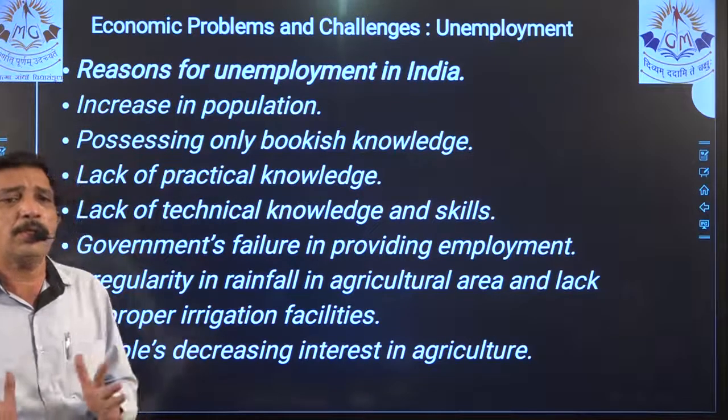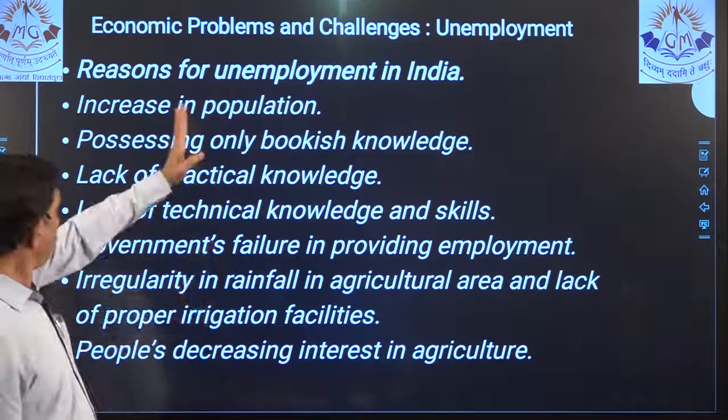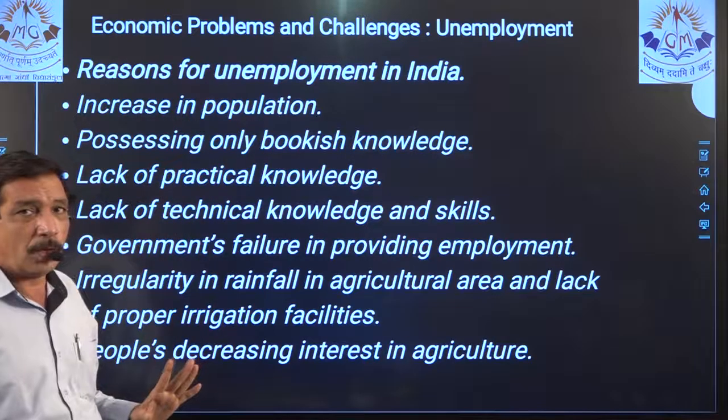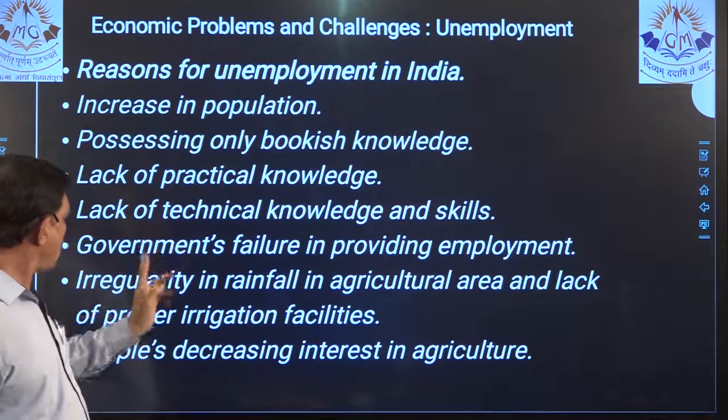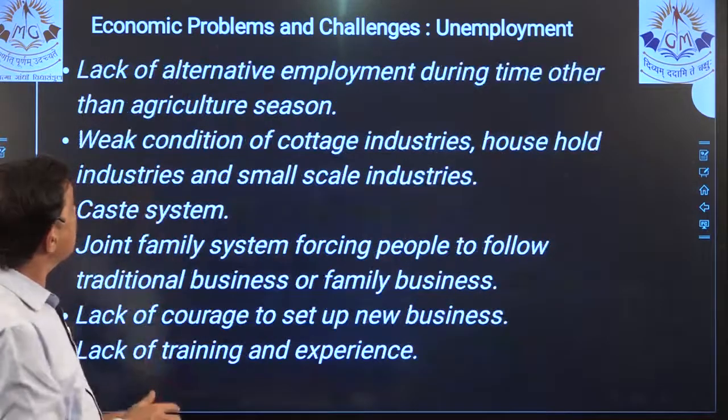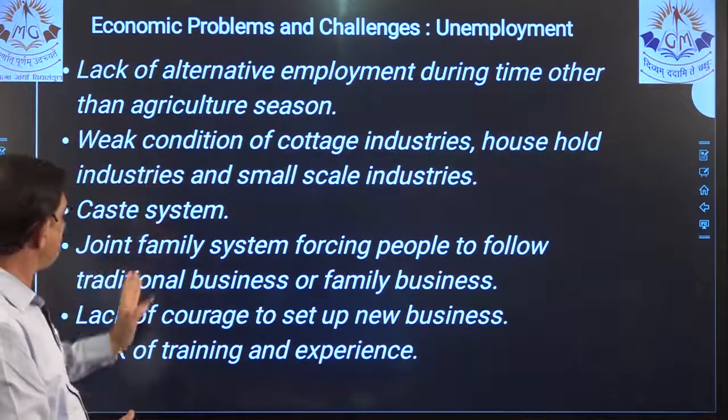Now this is a very good question and very easy question also, quite a simple question. Just give the reasons for unemployment in India, but lots of points are there. So according to 1, 2, 3, 4, 5, 6, 7. Are there any more points? Yes, 8, 9, 10, 11, 12.